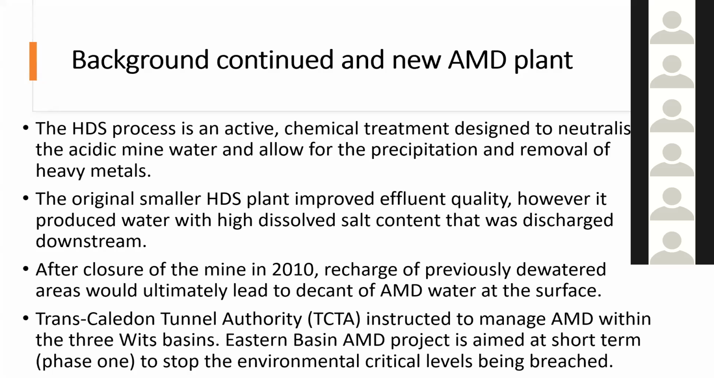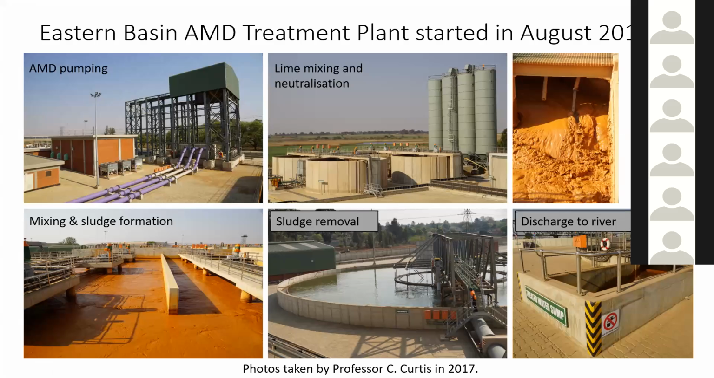Okay, so moving on, as part of the TCTA phase 1, the Eastern Basin AMD treatment plant was commissioned in August of 2016. According to the press release, the plant cost R1 billion to produce. It has the capacity to pump 108 million liters of water per day to mitigate against the pollution of underground water resources. So it's a very, very big plant. It's one of the largest HDS plants in the world.